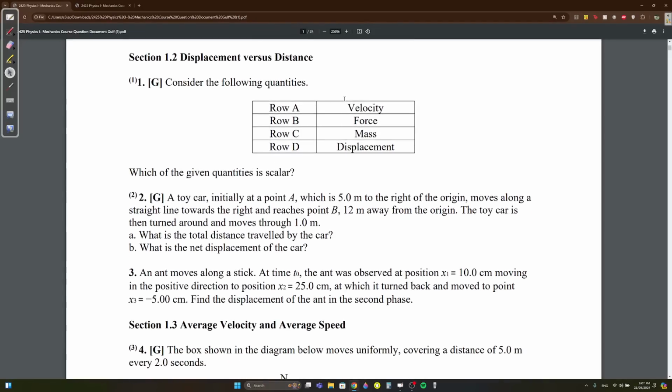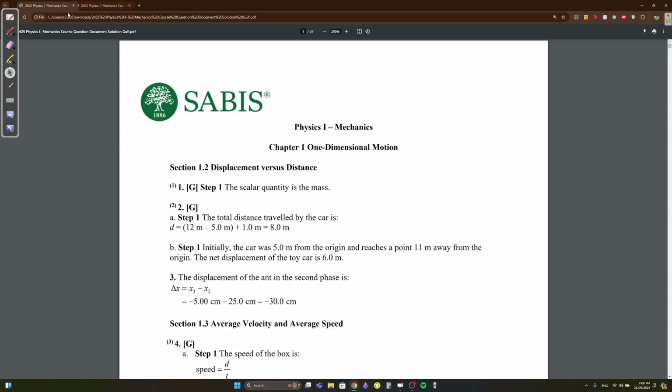Which of the following quantities are scalar? Velocity is not scalar, it's a vector. Force is a vector. Mass is a scalar. Displacement is also a vector. So the scalar here will be mass.